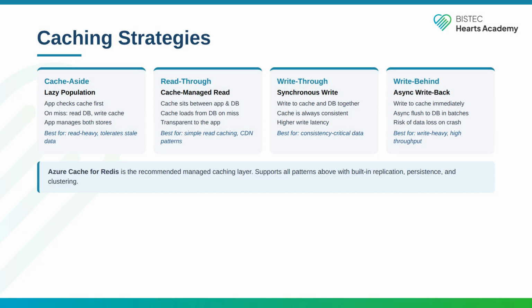4 caching strategies, and each has a specific use case. Cache aside is the most common pattern. Your application checks the cache first. On a miss, it reads from the database, writes the result to the cache, and returns it. The application manages both stores explicitly. This is the default pattern for most read-heavy endpoints. The risk is stale data between TTL expiry and the next write. The mitigation is setting appropriate TTLs and implementing active invalidation whenever the underlying data changes.